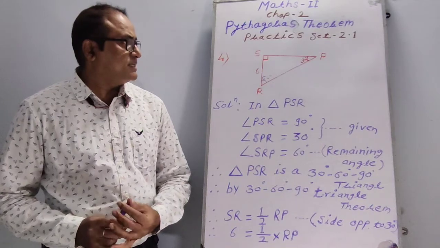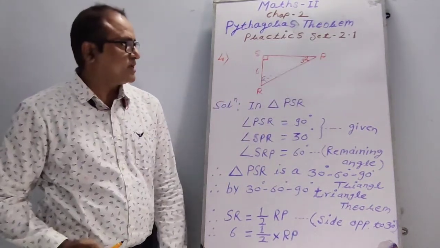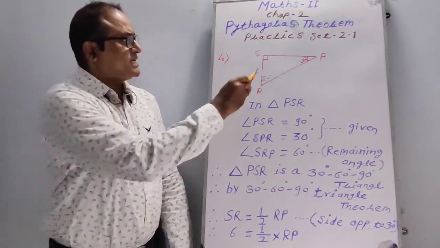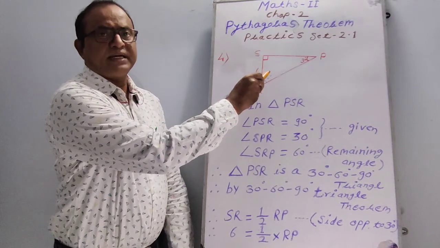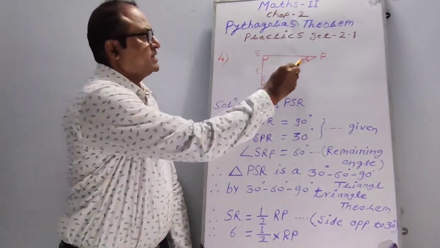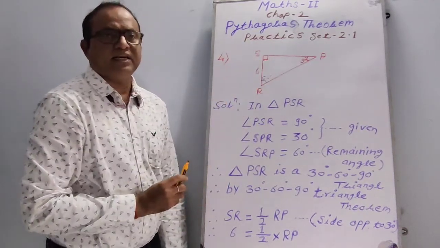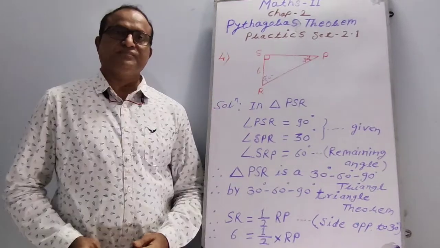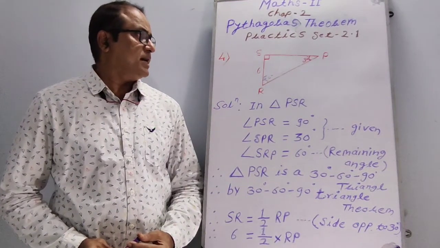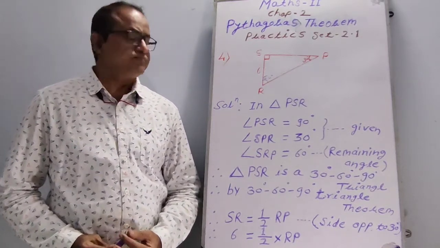How can we find this RP and PS? You can see the diagram. This diagram is a right angle triangle. There is given angle 30. This one is 90. Therefore, the remaining angle is 60. Then you can find the value of RP and SP by the 30-60-90 triangle theorem.